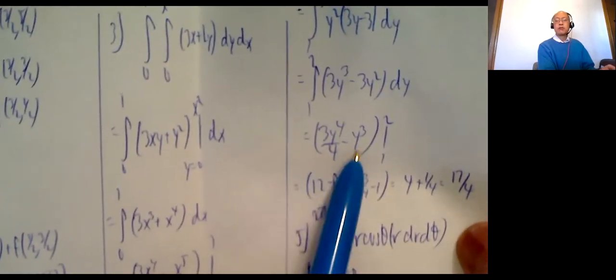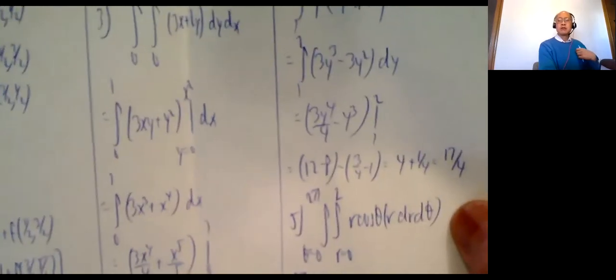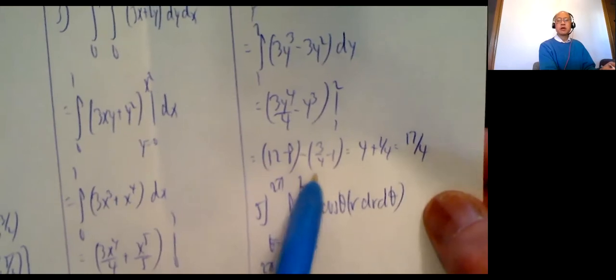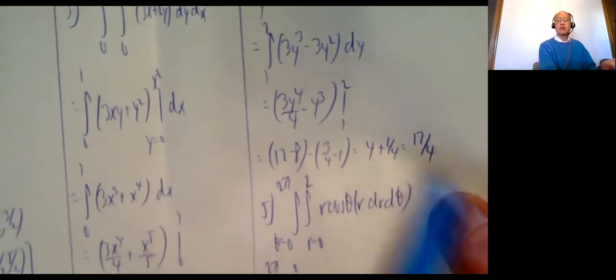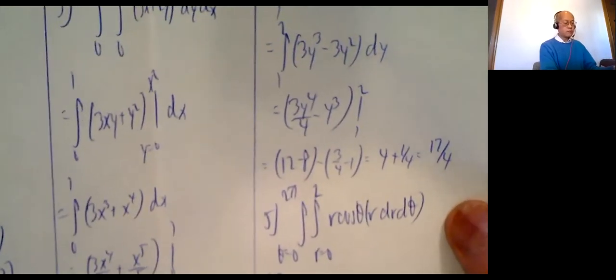3y to the 4th over 4 minus y cubed. Plug in 2, you get 12 minus 8. Plug in 1, you get 3/4 minus 1. 4 minus a minus 1/4, 17 over 4.